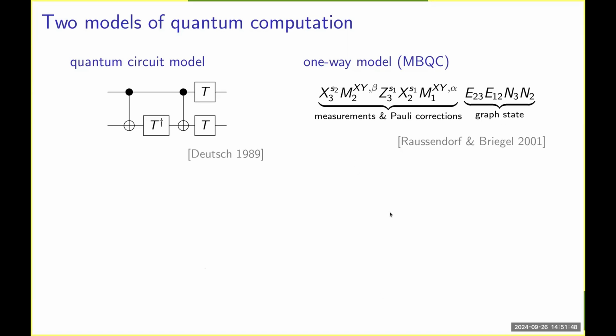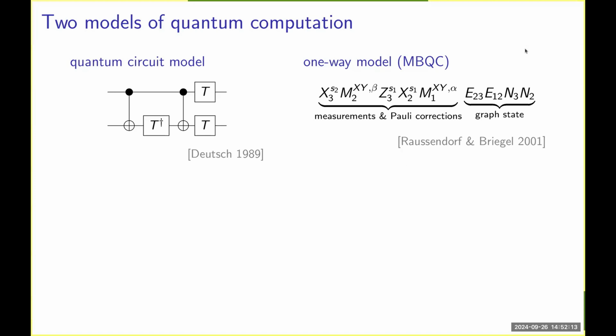The one-way model of measurement-based quantum computing, on the other hand, is an intrinsically quantum model where we start by preparing an entangled graph state, and then the computation proceeds by successive adaptive single-qubit measurements on this state. And so we're making use of the fact that our measurements change the state that's being measured. So this is really something that can only work in the quantum world.